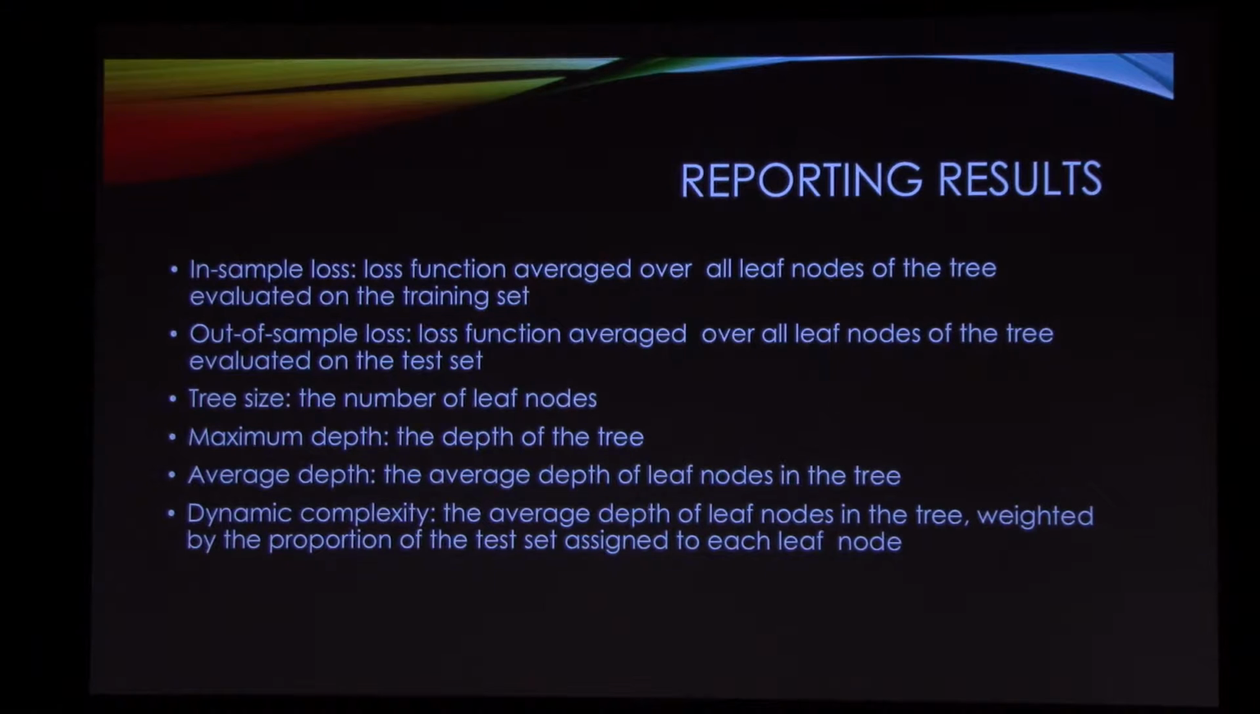When we report results, we report the in-sample loss, the out-of-sample loss, the tree size, the maximum depth, the average depth, and the dynamic complexity. The in-sample loss is a loss function, or the misclassification error, averaged over all leaf nodes of the tree evaluated on the training set. The out-of-sample loss is essentially the same thing, but it's evaluated on the testing set. The tree size, the maximum depth, and the average depth are pretty straightforward, so I'll leave those. And the dynamic complexity is basically a weighted average depth.